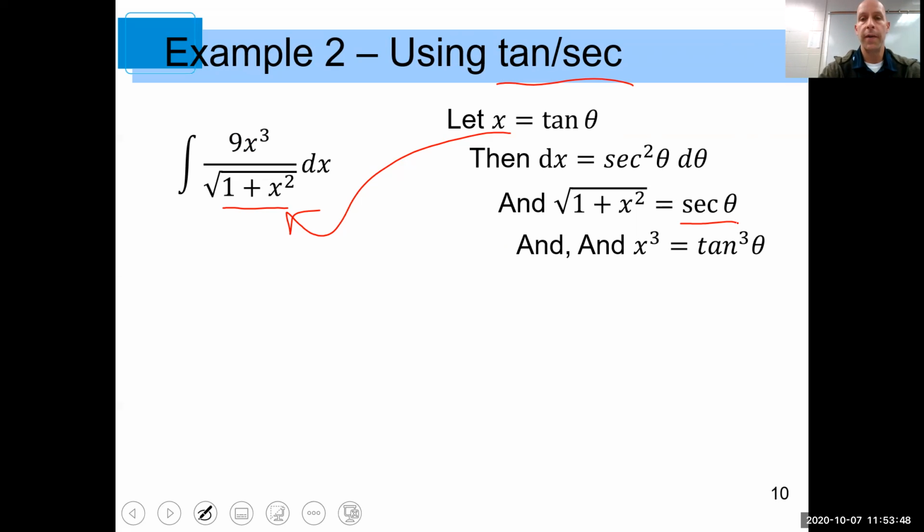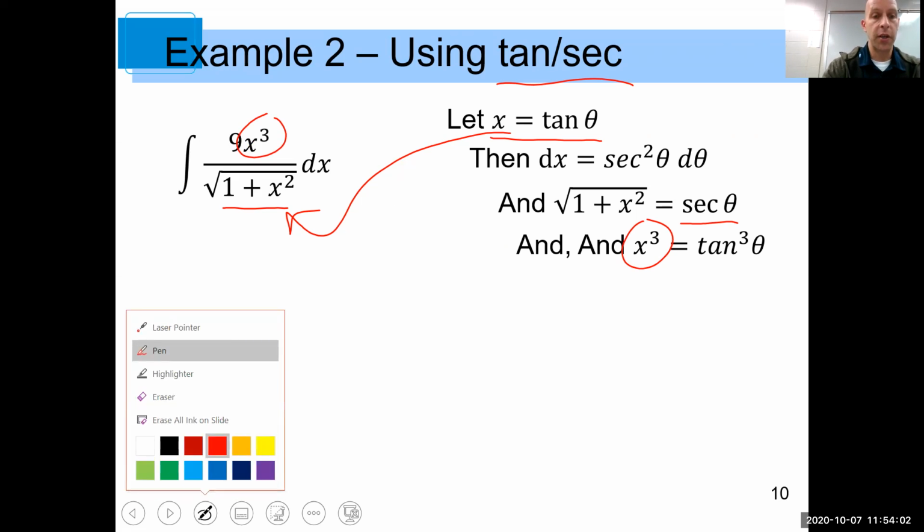And then, of course, you might ask, why do I want to know what x to the third is? Well, I want to know what x to the third is because of this stuff on the top. And I know what x is, so I just cube both sides, and I know that x cubed is equal to tangent cubed theta. So now I can go ahead and substitute in all the things that I need to do. Let's go ahead and do that.